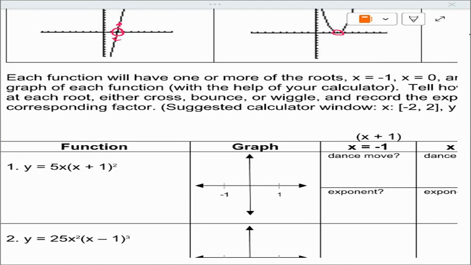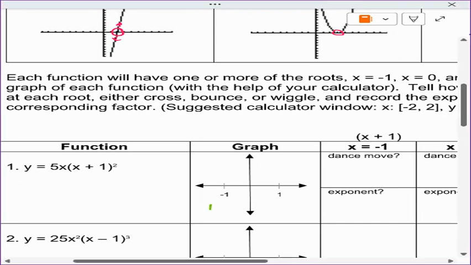Okay. So we're graphing the function y equals 5x times the quantity x plus 1, the quantity squared. That's degree 2. We're going to talk about what it's doing. Let's see. So when I look at this, we're going to sketch it. We're just sketching from -1 to +1. So at -1, does it have a cross, a bounce, or a wiggle?